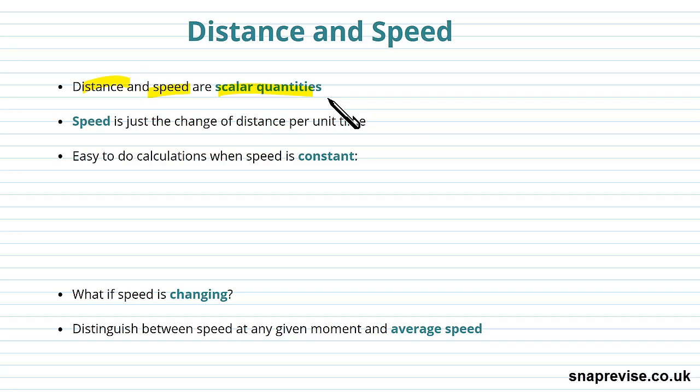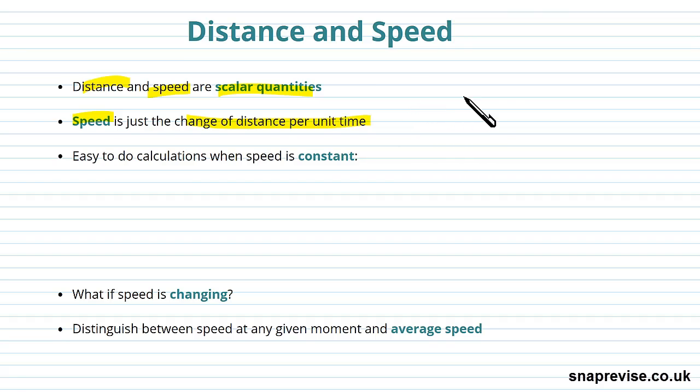You give a quantity. You're traveling. You've travelled 10 meters. Your speed is 5 meters per second. That kind of thing. And there's no sense of direction to or from a point there. So they've got a very easy relation to each other. Speed is just the change of distance per unit time.